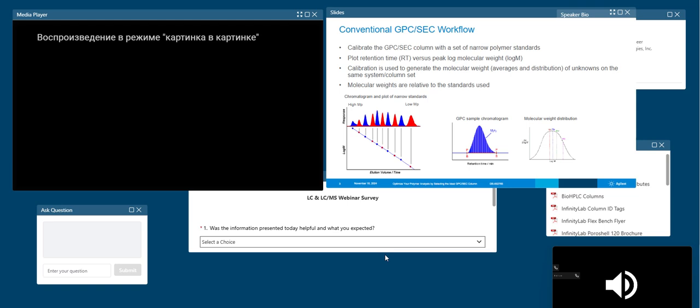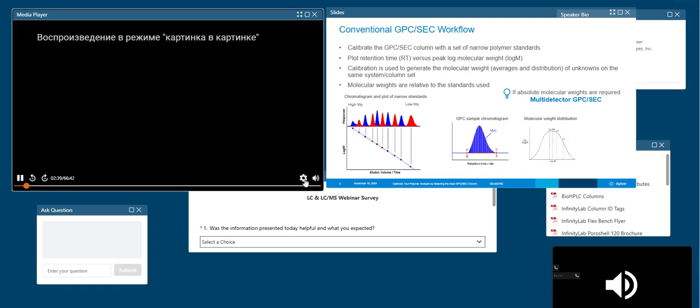Next, the calibration is used to generate the molecular weight averages and distributions of your unknowns run on the same system and column set. In blue here is an example of a sample chromatogram detailing the slice information and then the differential log plot showing the distribution and the molecular weight averages for the polymer sample. The molecular weight results of the unknown samples will be relative to the polymer standards used for the column calibration. If absolute molecular weights are required, one would consider using multi-detector GPC.